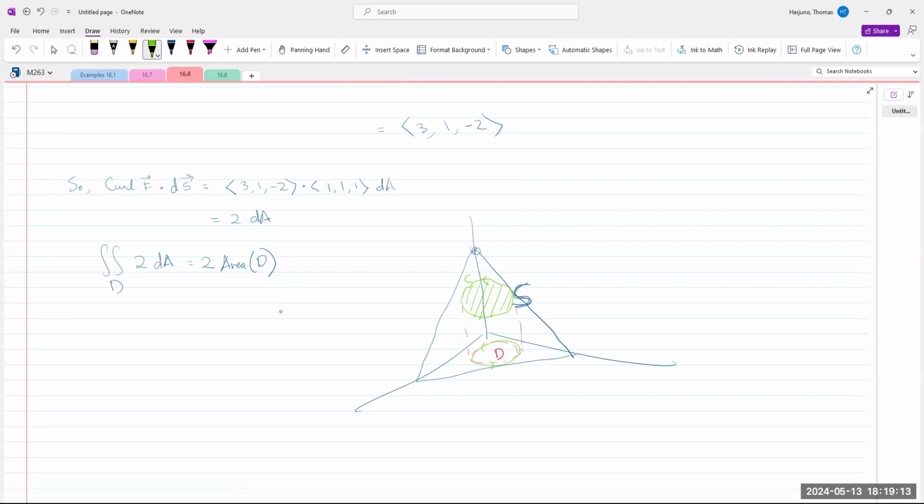Suggested homework from this section, 16.8, will be number 1 to number 11 and then 13 to 19. Okay, I will stop here.